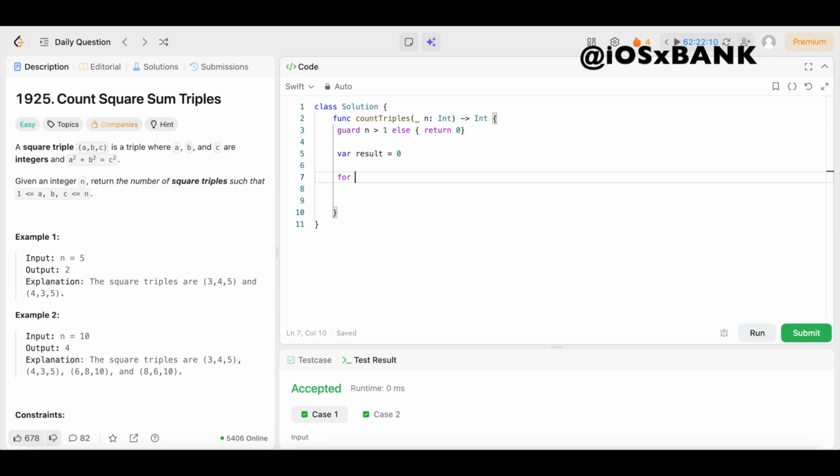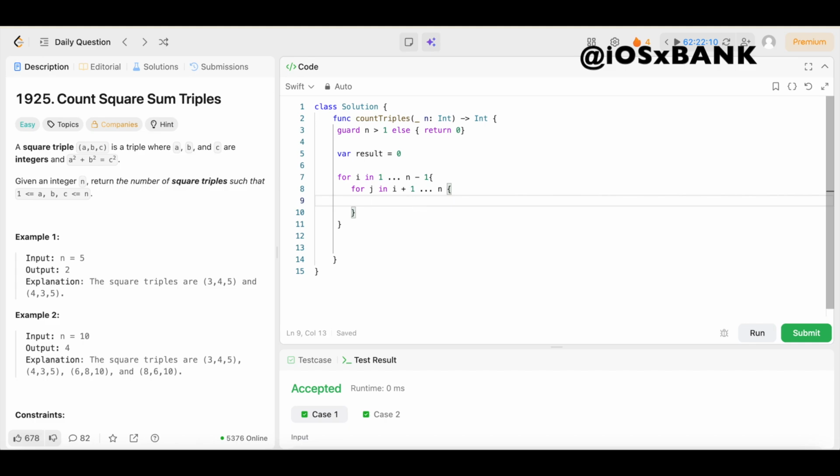So we're going to say for i in 1...n-1, and open up the brackets. Then we're going to loop j from i plus 1 up to n, and j being greater than i eliminates reverse duplicates like j and i. So we're just going to say for j in i plus 1 up to n, sorry y'all, up to ...n, boom. Then we're going to open up the brackets and come right here.